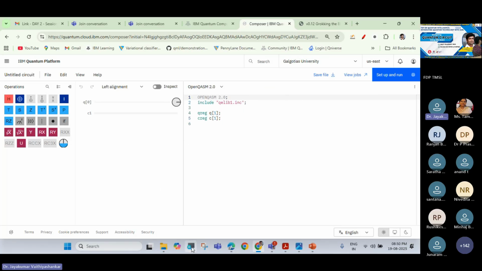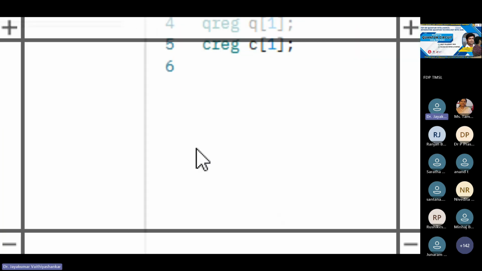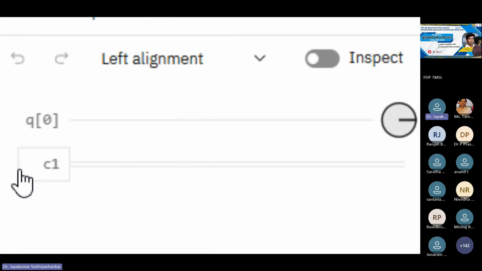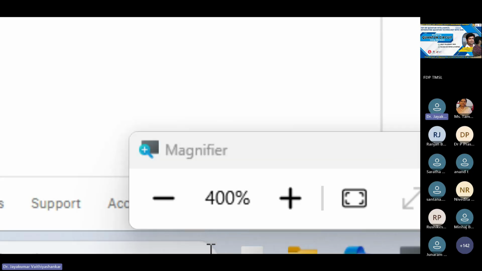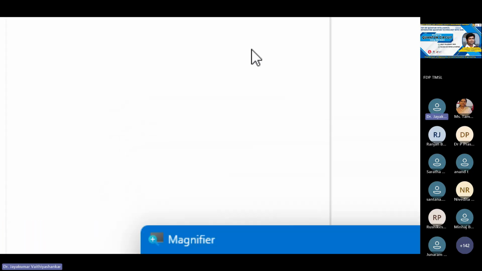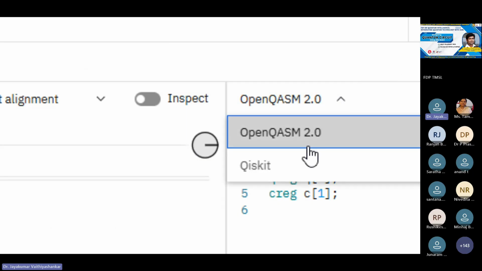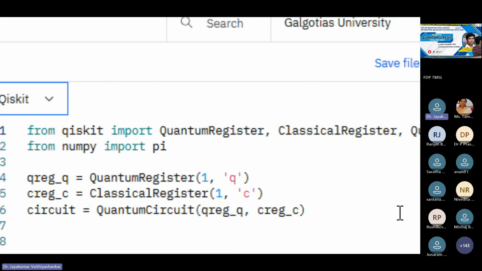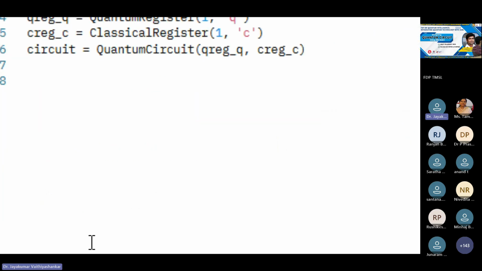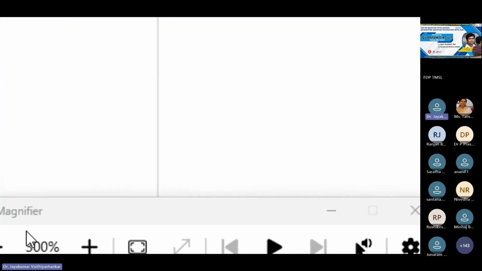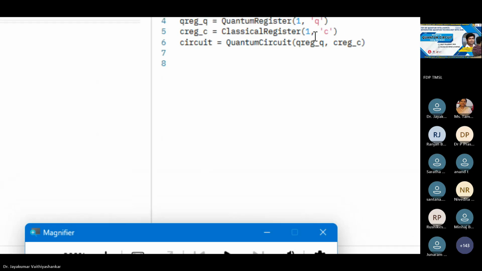Now you can see the circuit is empty. We have an empty circuit. So you can change over here to Qiskit. This is your Python code, so change your code into Qiskit. This will enable the Python code.